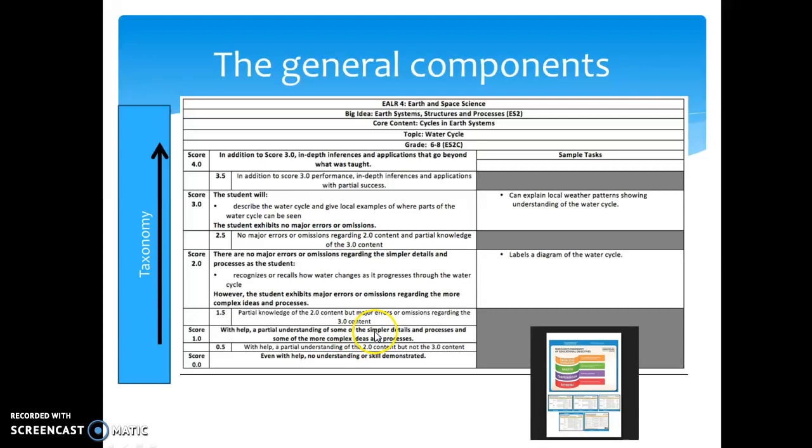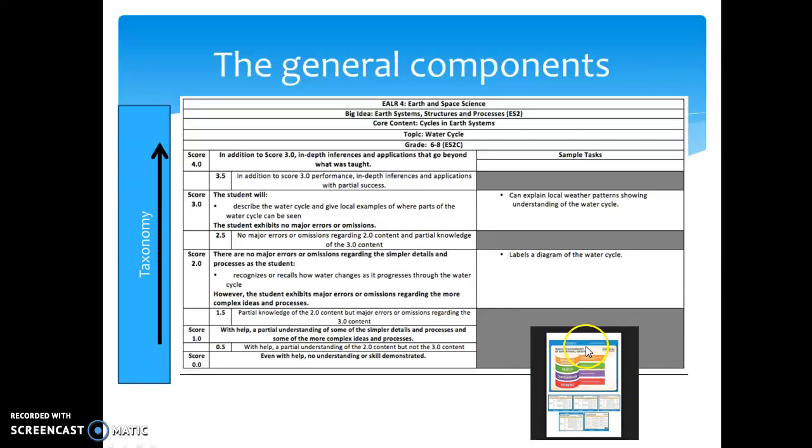What are the simpler details, or what are some of the processes? But this is just to show you in general what it looks like: a level 1, a level 2, a level 3. And you'll notice I've put this over here, taxonomy. Some of you received a laminated fold from your principal.